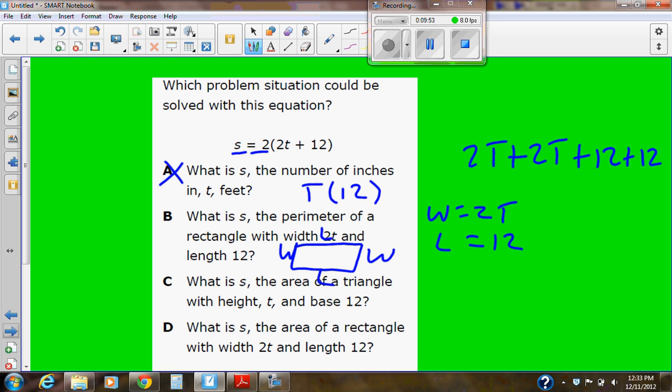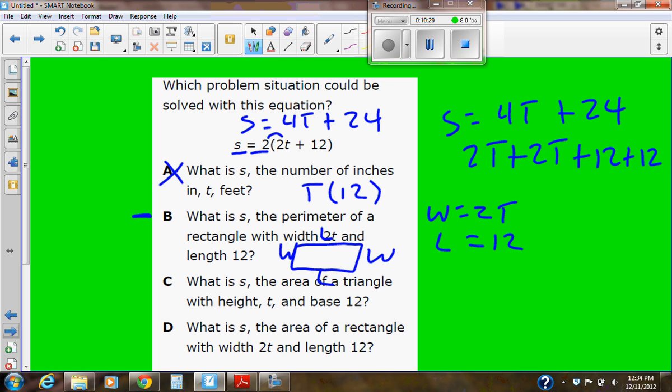So let's look at our equation. S equals 2 times 2t plus 12. Well, let's clean this up a little bit. So this is 4t plus 24. Okay, so if we distribute the 2 in our equation, we get 4t plus 24 equals s. Well, if you look over here, that's the same thing we have here. So B could be the answer, but we need to look at C.